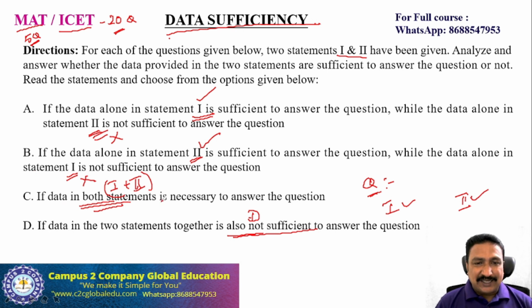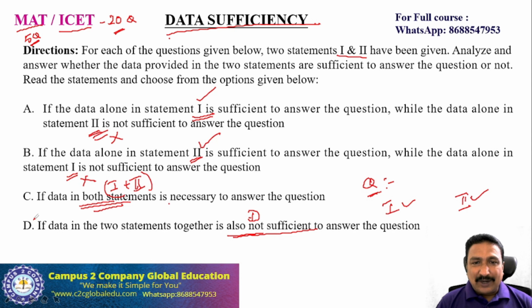And what is choice C? Suppose for some questions you will not get the answer from the first statement or from the second statement, then you have to combine both statements together. When you combine the first and second statements together and get the answer, then choice C is your answer. Suppose while combining you are still not getting the answer from the first and second statements together, then the answer is choice D. So we have to give answers as choice A, choice B, choice C or choice D.